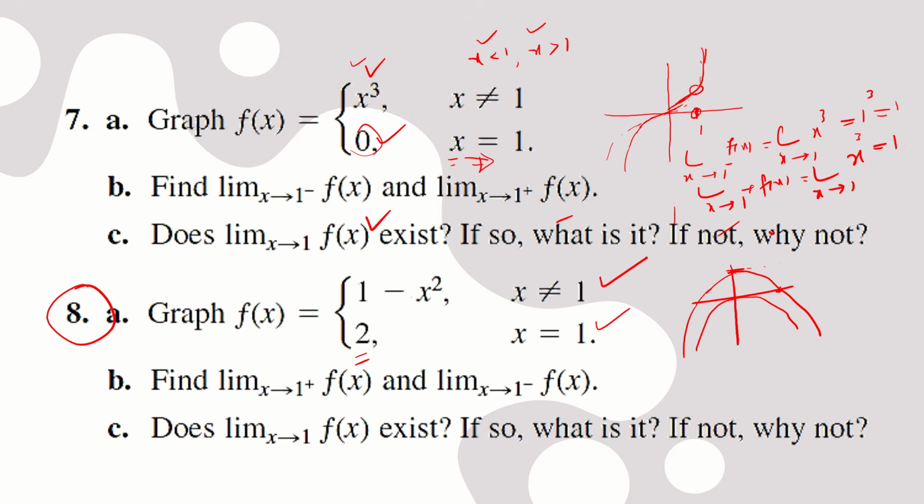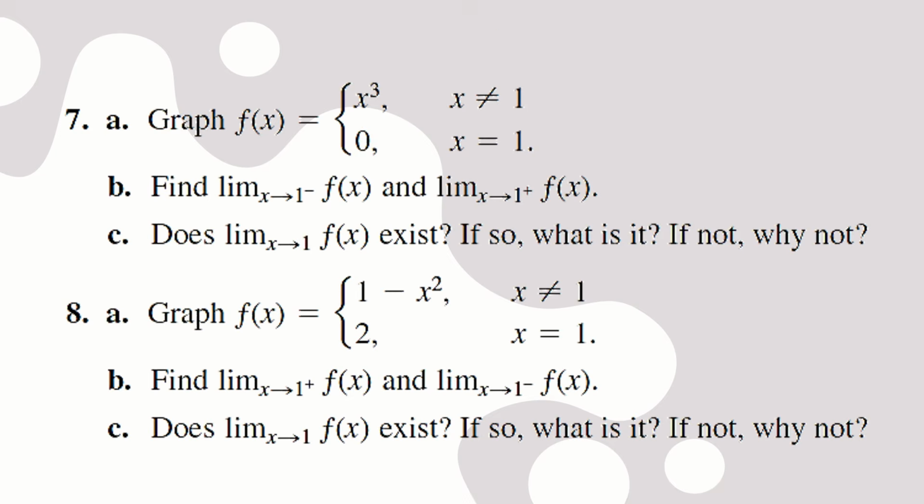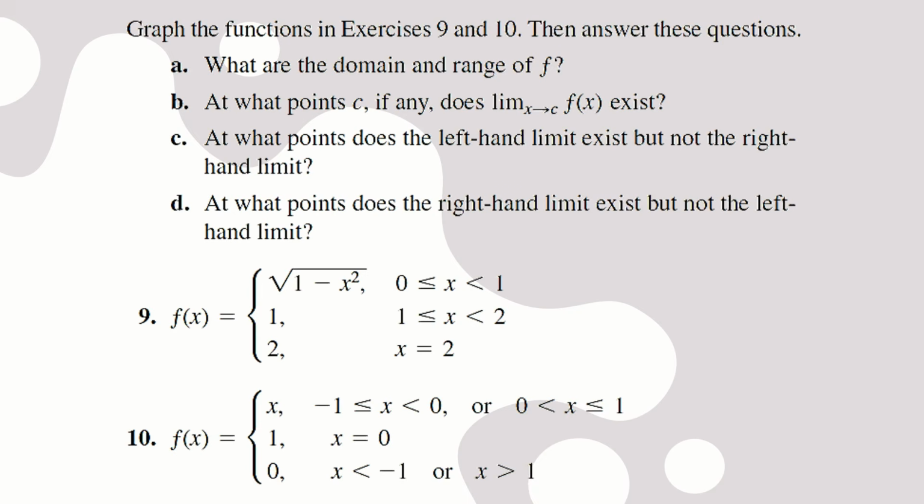In both cases you will be using the same formula, 1 minus x square. In questions 9 and 10, they are asking some questions. First one is, what are the domain and range of the function f? And at what points c, if any, does the limit as x goes to c of f of x exist? At what points does the left hand limit exist but not the right, and at what points does the right hand limit exist but not the left hand limit?